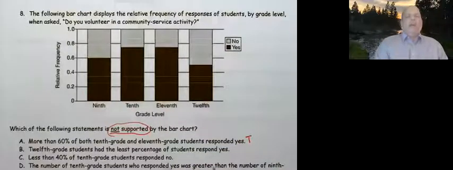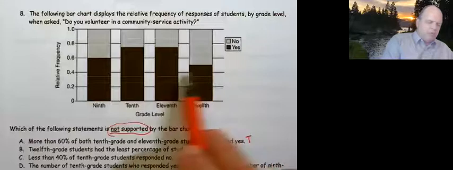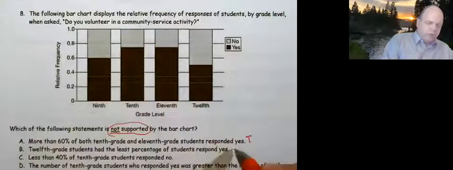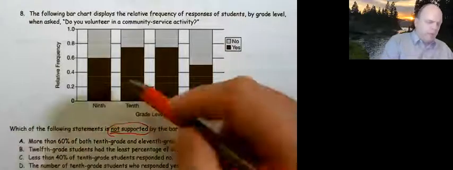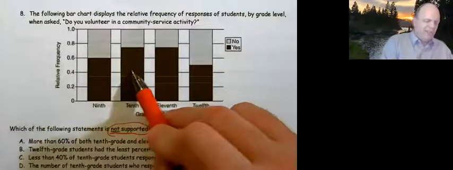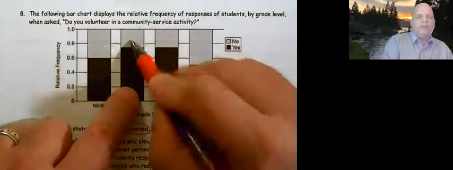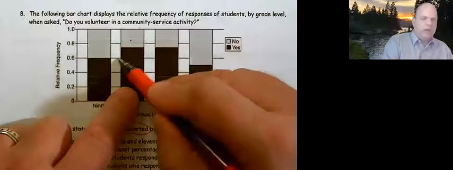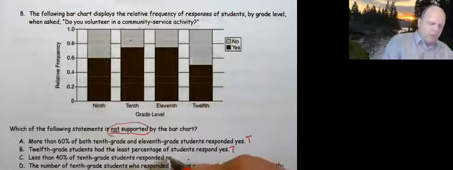12th grade students had the least percentage of students who responded yes. I look and their percentage is definitely lower, so that looks true. Less than 40% of the 10th grade students responded no. Well, how many responded yes? More than 60. So this little no section, I'm not exactly sure, but it's definitely less than 40%. The yeses would have to be here for it to be 40%. So this is true.